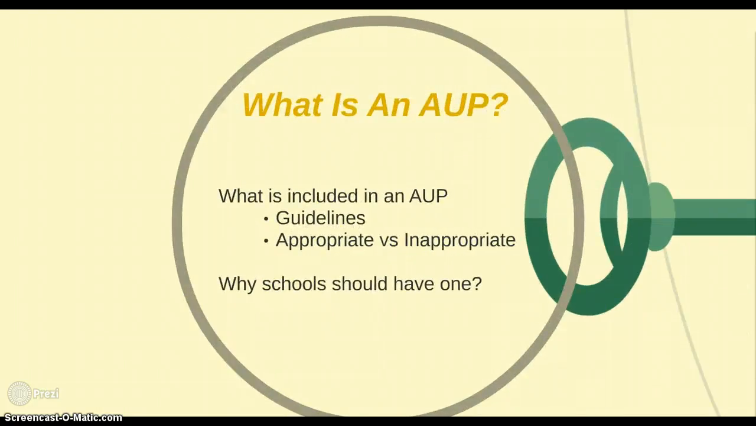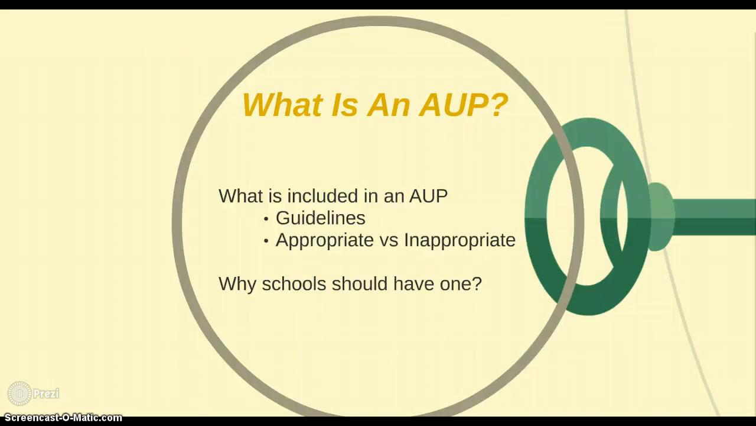Starting with what is an Acceptable Use Policy, or AUP. An Acceptable Use Policy is a document that school districts and schools create to set guidelines for acceptable use, as well as what is deemed as unacceptable technology use. A typical AUP should include a section with definitions that will be included in the policy to help students, parents, and staff comprehend the terms that would be used.